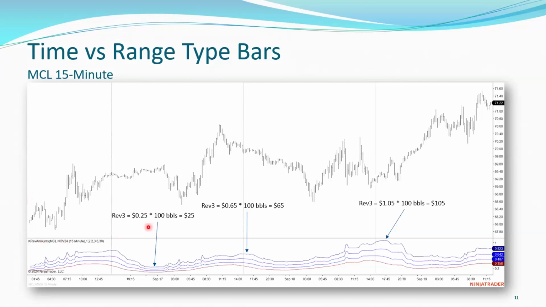And so with this indicator, for instance, I have the micro crude oil 15-minute chart up here, and it's showing us that at reversal level 3, which is Dev Stop 3, so that's our default Dev Stop, that's where our maximum risk is. This is a 15-minute time-based chart. So at Rev 3, at one point here was 25 cents, which is about $25 on the MCL contract. Here it was 65 cents, so it's about $65. Here it's $1.05 of risk, so about $105 per contract. Now, there's a lot of variation in that, right? It goes from 25 to 105 here.